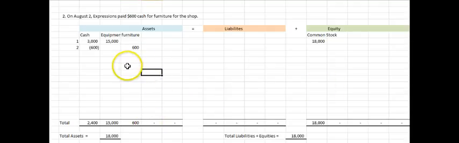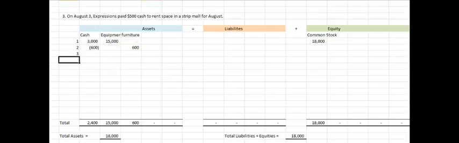Now, did the accounting equation stay in balance after we are done with this transaction analysis? Yes, it did. We had total assets of 18,000, total liabilities of 18,000. Take a look at this transaction. This transaction occurred on the same side of the accounting equation. Therefore, one of the accounts reduced, the other one increased, keeping the accounting equation in balance.